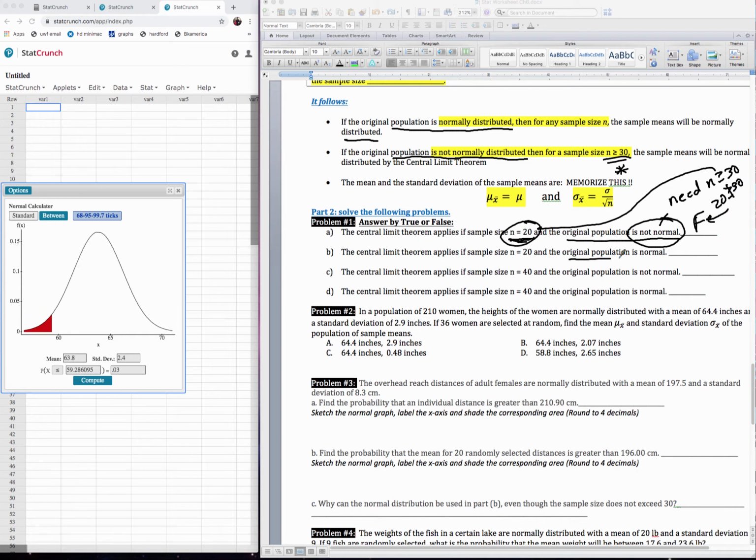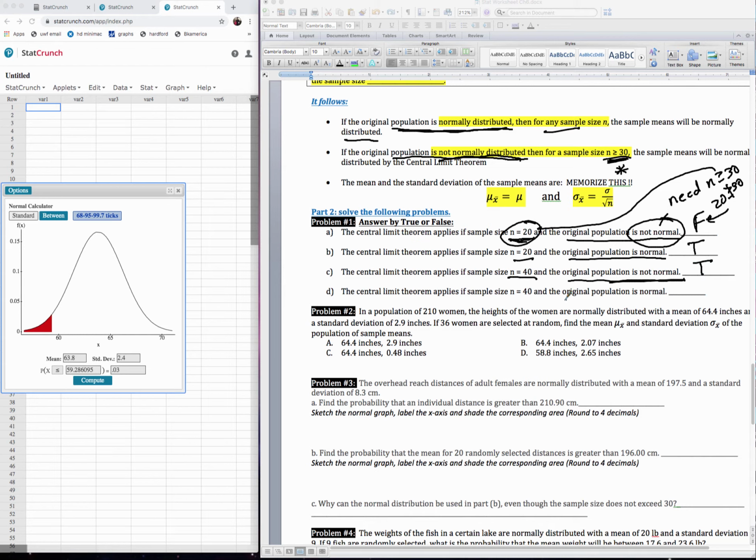Okay, the original population is normal. How many can we pick to get normality? Any size. So this is any size, so that's a true. Okay, so if the central limit applies, let's look at this population. The original population is not normal. Okay, up here, not normal. How many do we need? 30 or more. Hey, do we have 30 or more? Yes, we have 40. So that's a true.